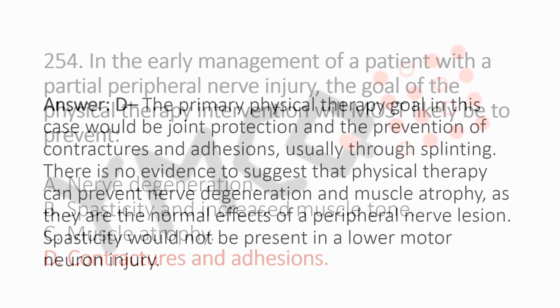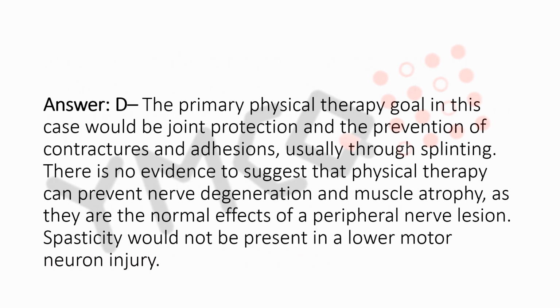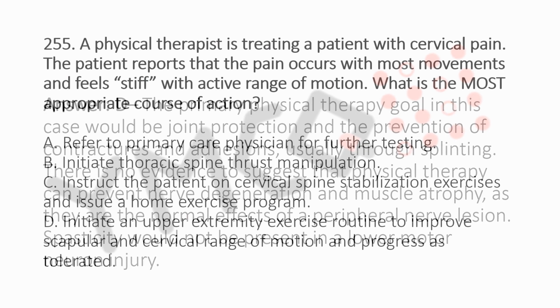Explanation for this question is, the primary physical therapy goal in this case would be joint protection and the prevention of contractures and adhesions, usually through splinting. There is no evidence to suggest that physical therapy can prevent nerve degeneration and muscle atrophy, as they are the normal effects of a peripheral nerve lesion. Spasticity would not be present in a lower motor neuron injury. Now let's move to question number 255.